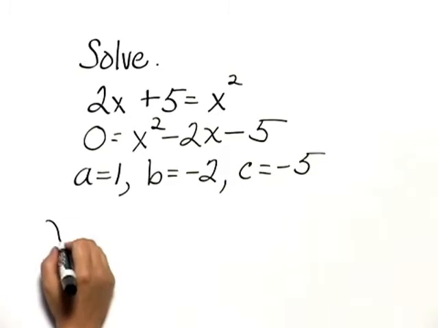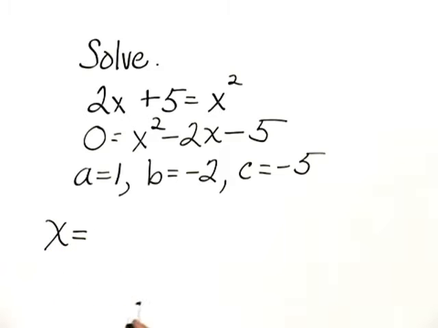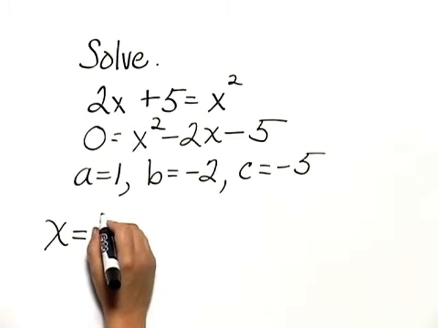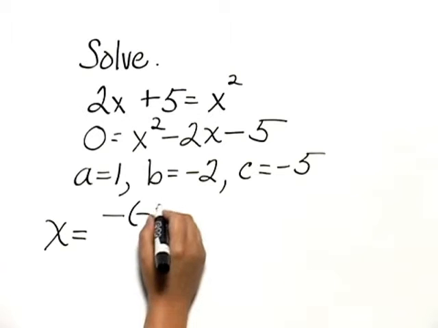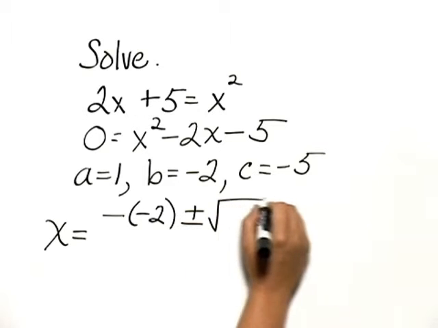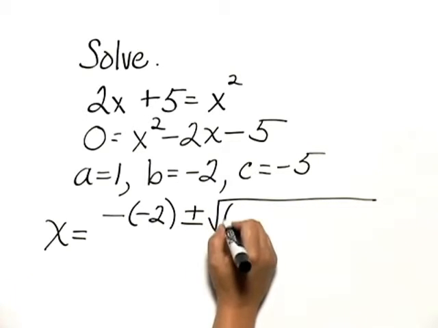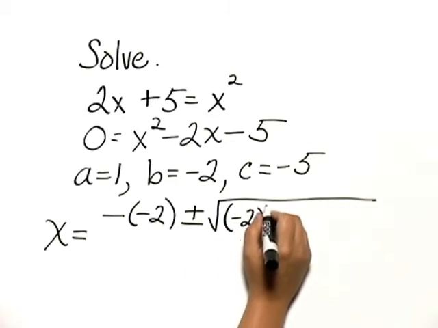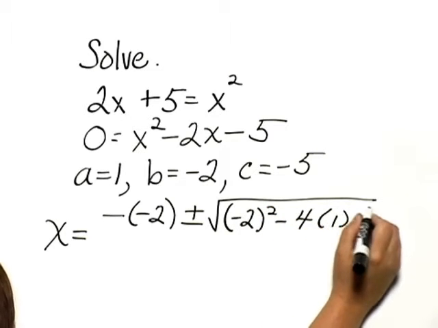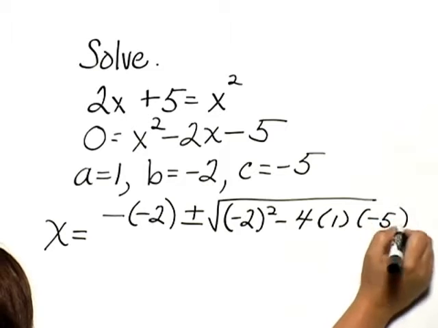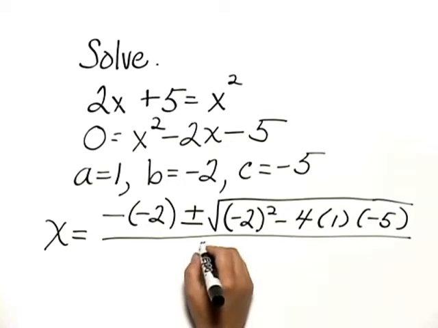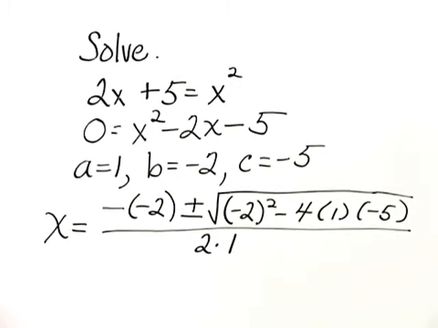When we substitute into the quadratic formula, we can either write the formula out or say it carefully. The opposite of b, that's the opposite of negative 2, plus or minus the square root of b squared, that would be negative 2 squared, minus 4 times a times c all over 2 times a.